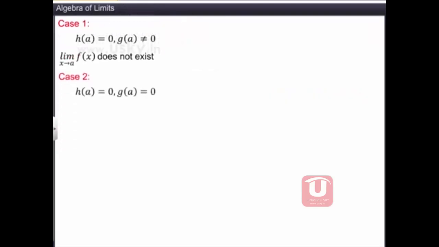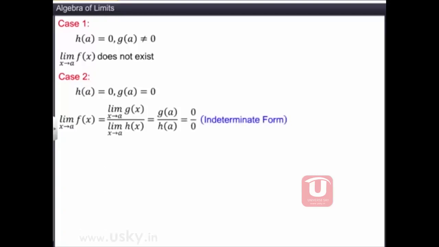Another case is where both h of a and g of a are equal to 0. In this case, the limit takes the indeterminate form. In this case, we will remove the factors of x minus a from the numerator and the denominator. We can write the numerator and the denominator as shown.